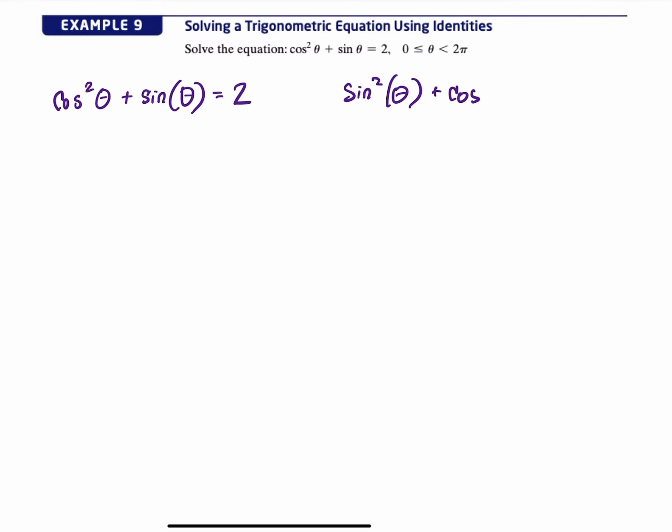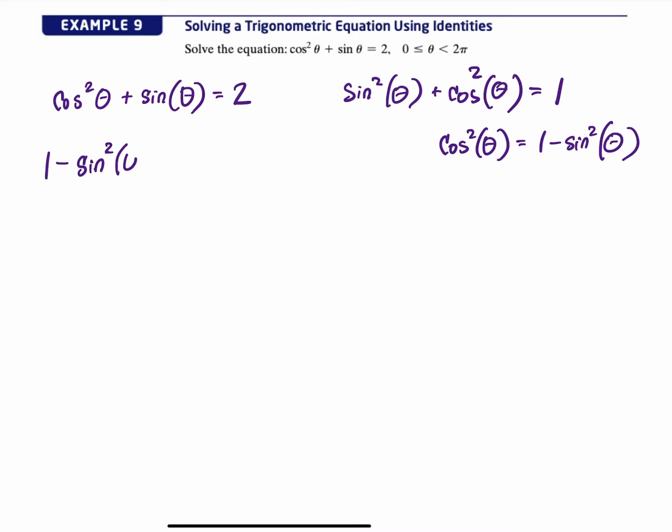It's a really useful identity that comes up in a lot of contexts. And then if I solve this for cosine squared, I can say cosine squared of theta equals 1 minus sine squared. So let's replace this cosine squared with 1 minus sine squared theta, plus the sine of theta equals 2.